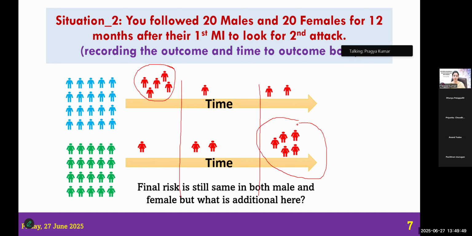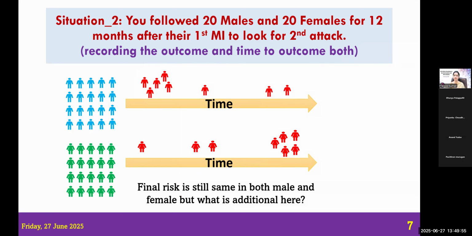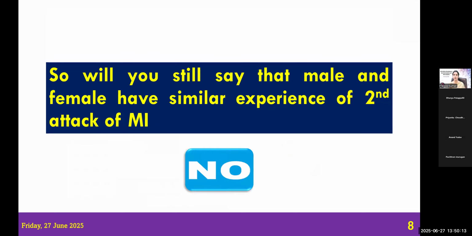Because here I was having my time to event analysis. That means I was having the time until that event occurred. That's why I can say that there is a difference between male and female in the experience of having a second MI, whereas in the previous example, I would have to say that both are exactly the same. So can I still say that male and female have a similar experience of second MI? The answer will be no.